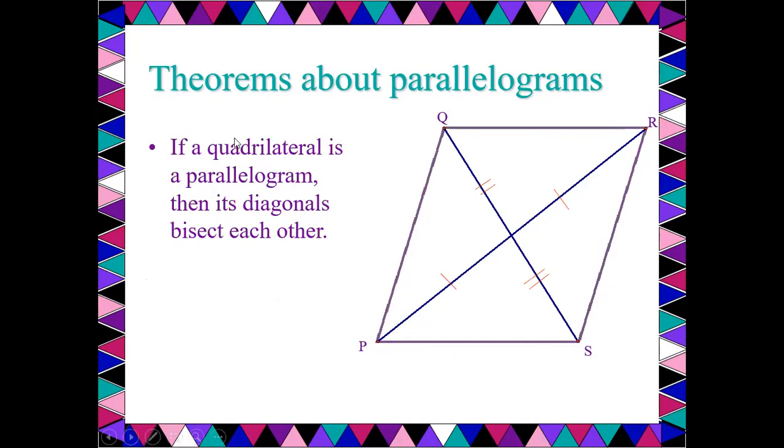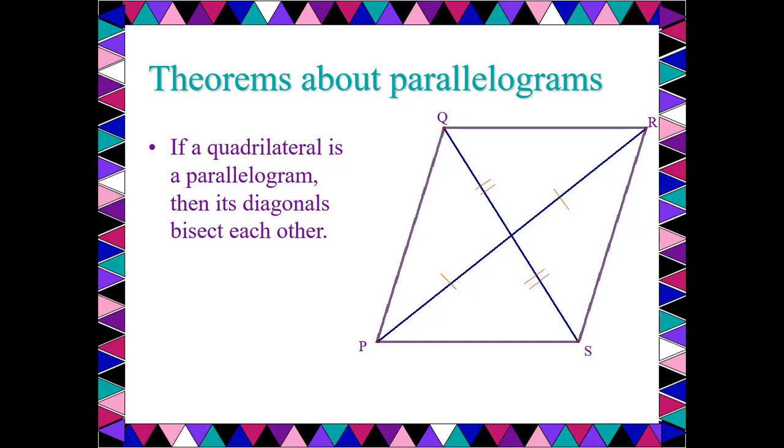Next. Pangatlo na to, pang-apat na property na to, this is the fourth property of a parallelogram. Number one, the first property is all about the sides. The second property is all about the angles. The third property is all about the consecutive angles of a parallelogram. And this is the fourth one. The fourth one is all about the diagonals.